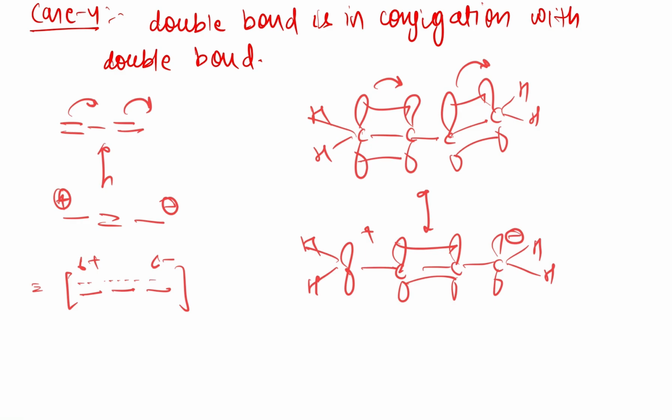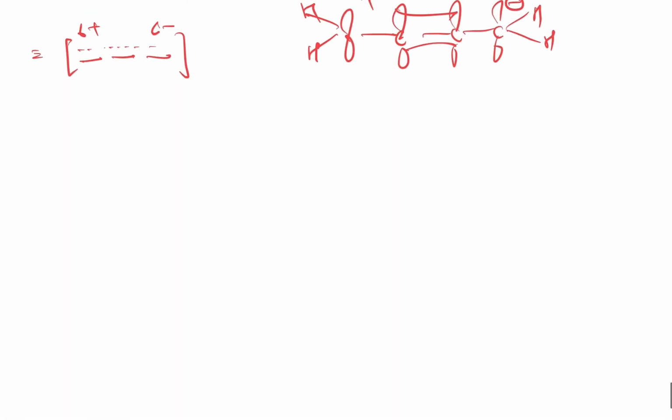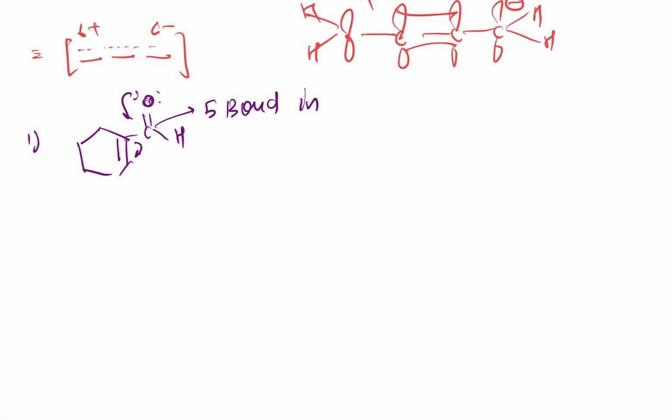So let's draw some of the examples, how they will look. First, let's take the example where a double bond is in conjugation with a double bond. Now, can the lone pair of oxygen initiate the resonance? No, because when we try to initiate the resonance, there will be 5 bonds on carbon, which is not possible.